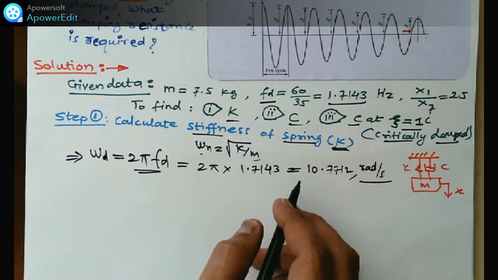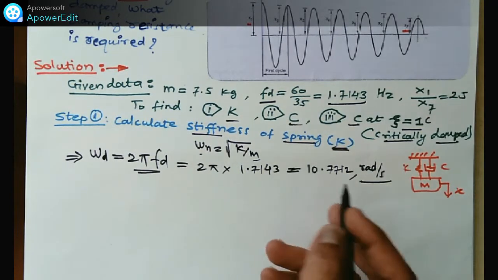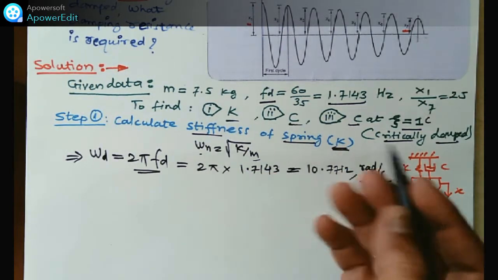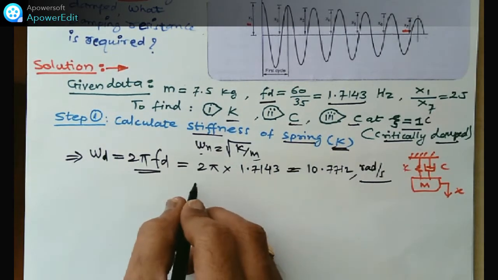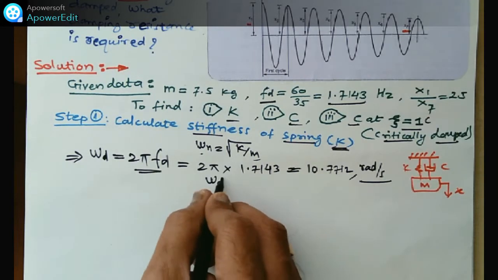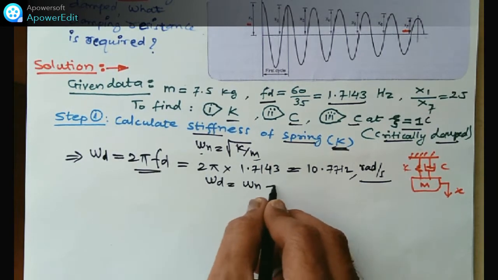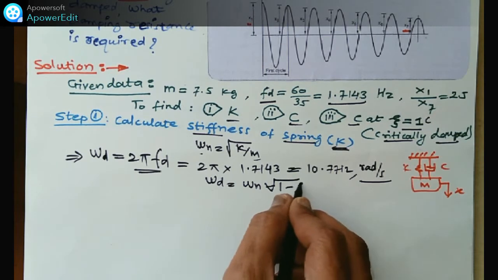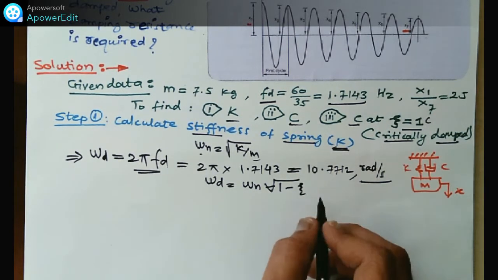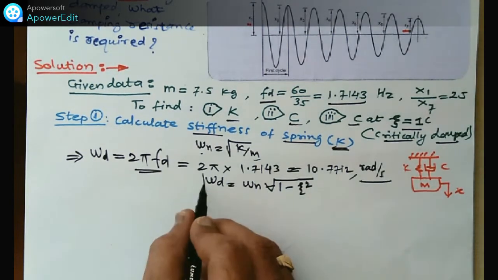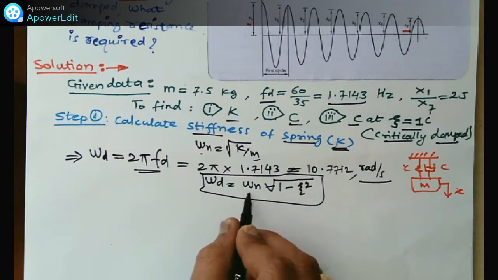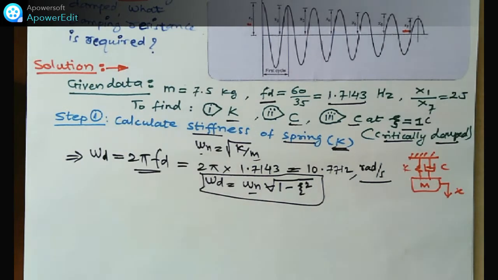Omega n, we have to find k. Once we get the value of omega n, we get the value of k. So what do we need to find out? The omega n. To calculate this omega n, we require the formula we know: omega d is omega n under root of 1 minus zeta square. This is the formula. Through this we can find out the value of omega n, and from this value we can find out the k.